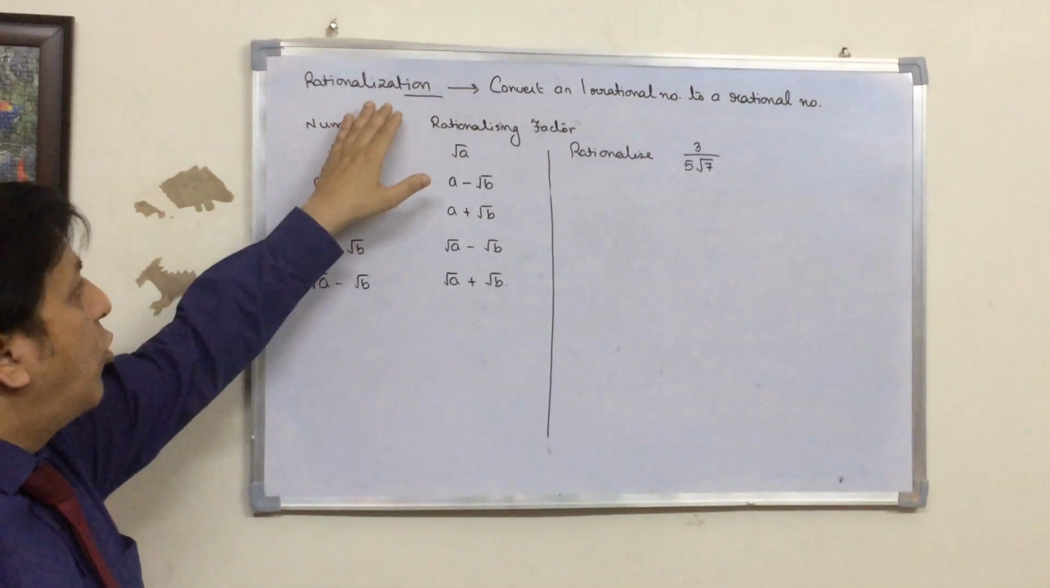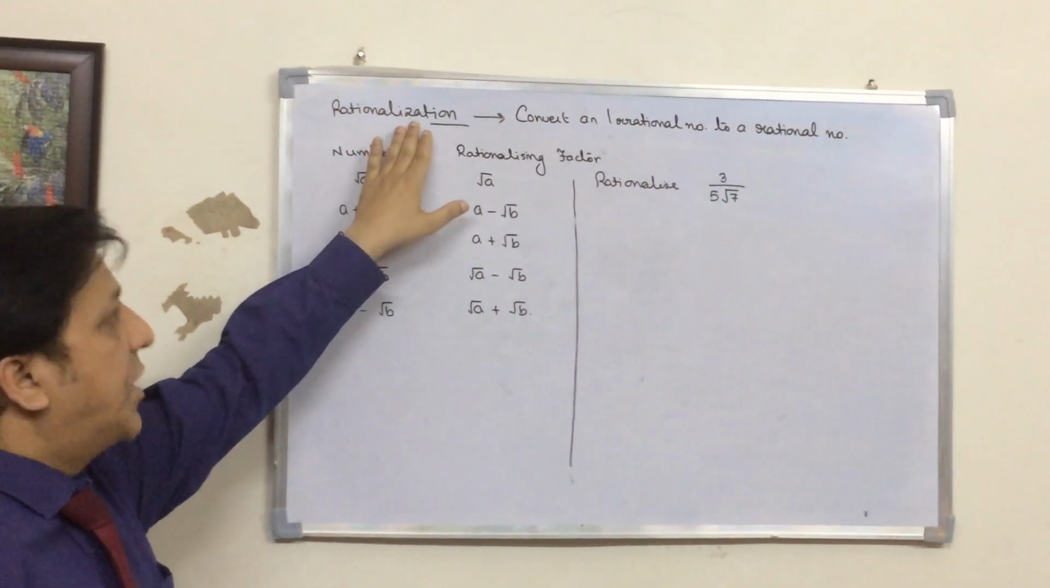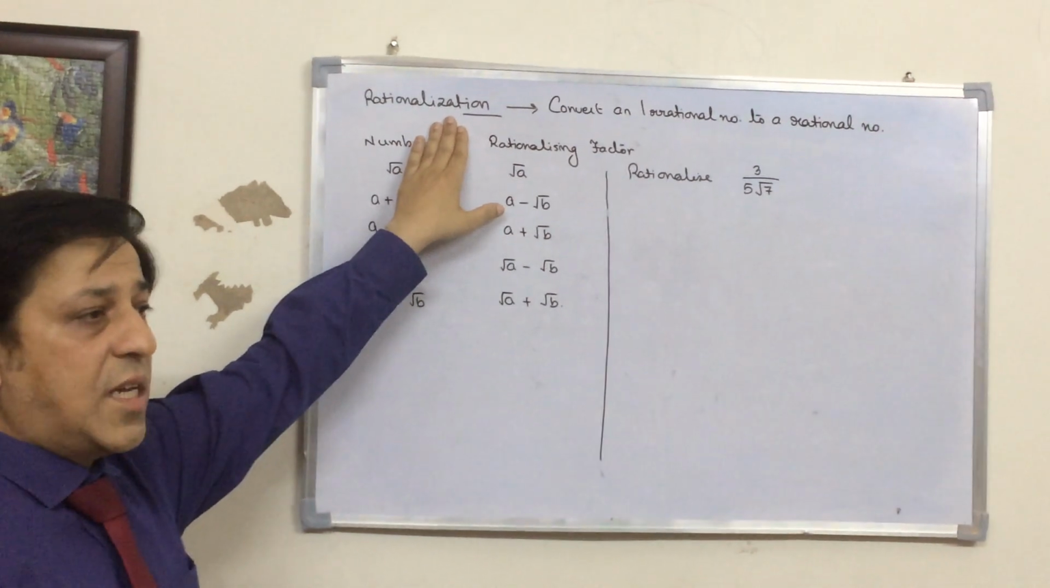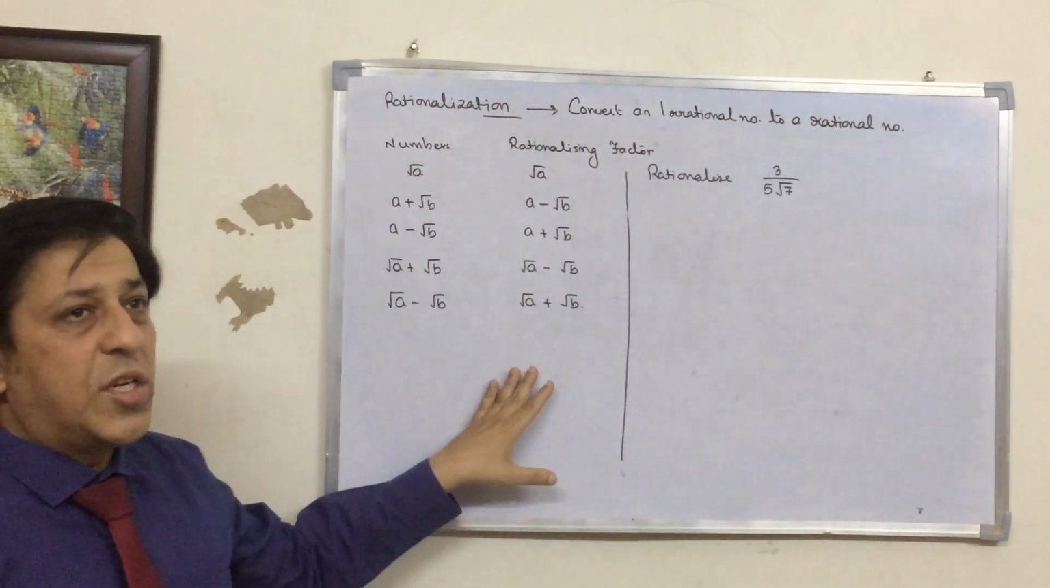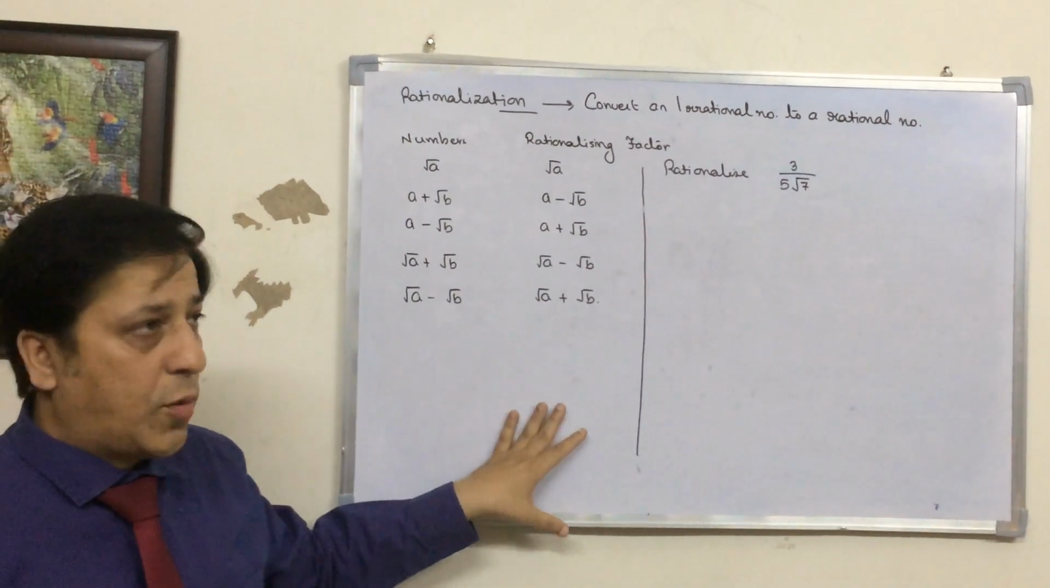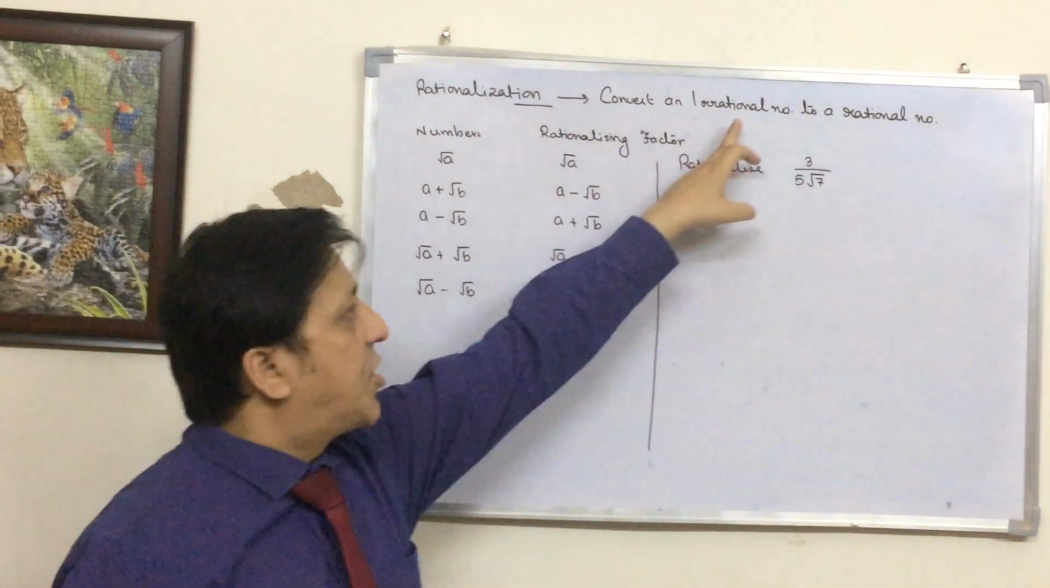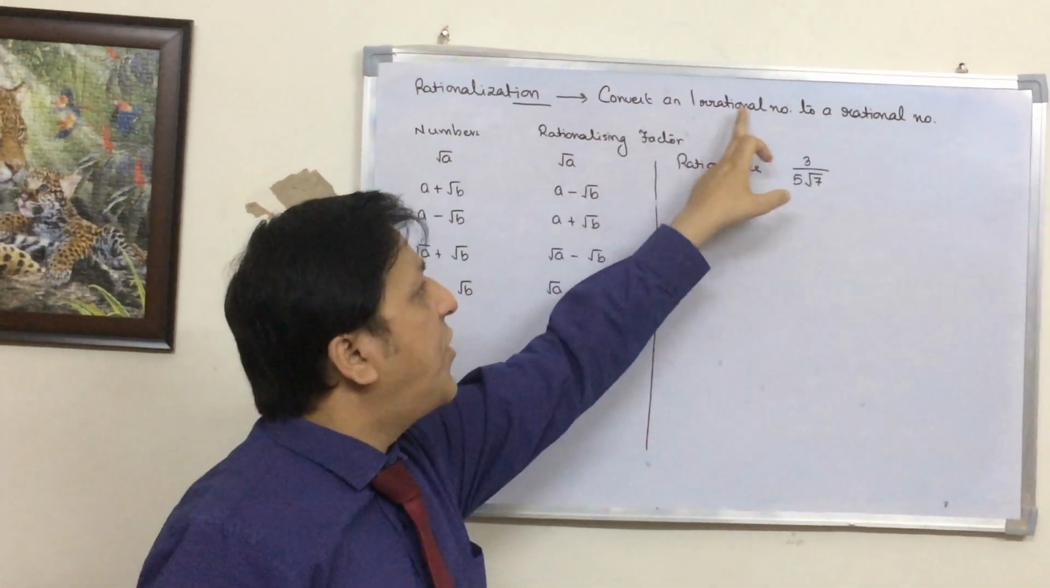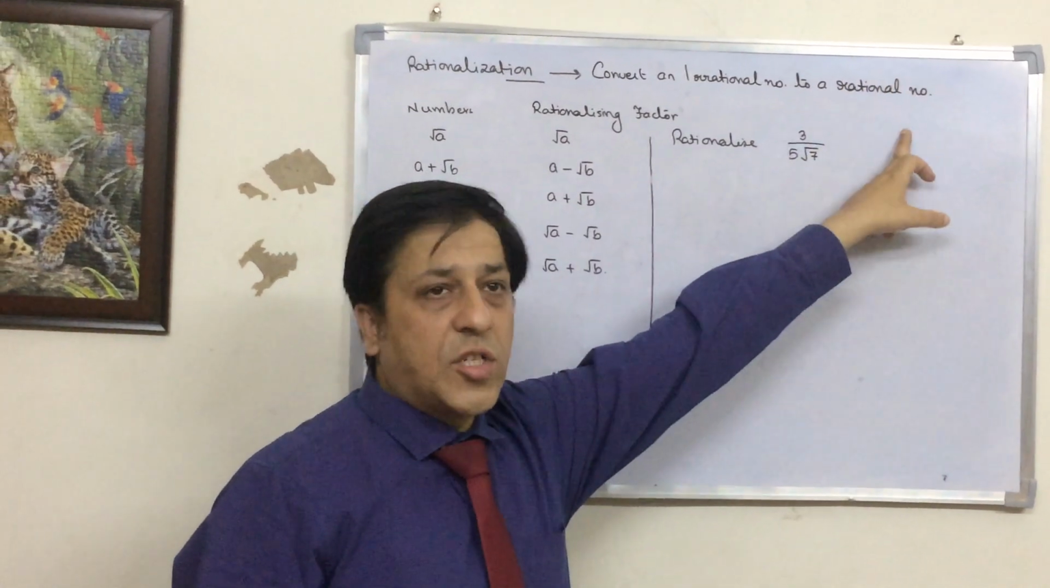So children, now we come to the most important topic of this chapter, which is rationalization. Even this year, in the board exam, a question was asked from this particular topic. Rationalization, as it is written, means to convert an irrational number to a rational number.